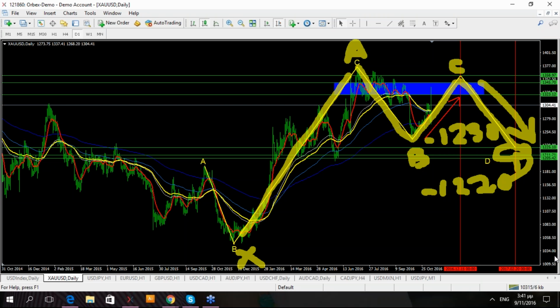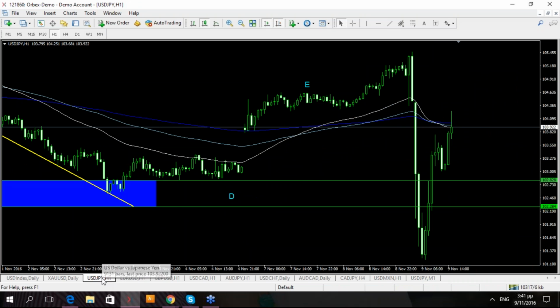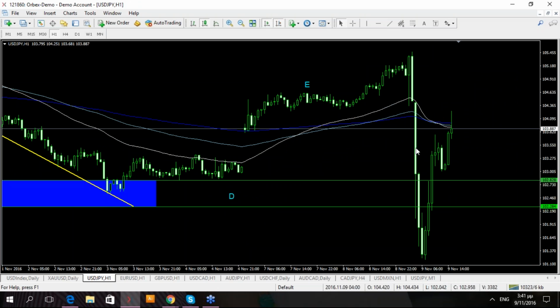So let me just erase all the drawings here and let's move on to the USDJPY. Now, the USDJPY, I know I've talked to you guys a lot about the pole and flag pattern. Here, when you see longish candles like this, and even though you've got a few of those and they're significantly long, that itself can be summed up as the pole. Okay, pole of a flag and pole pattern.